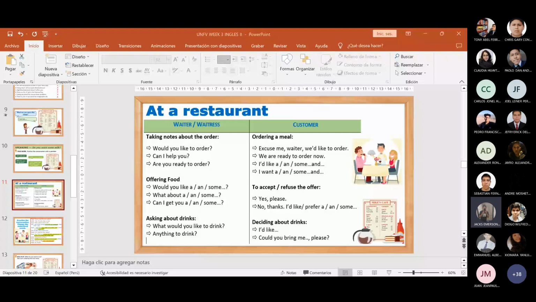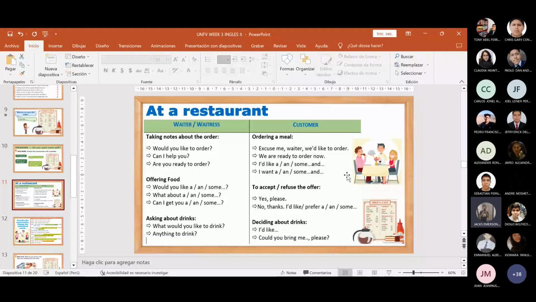And ordering a meal. Excuse me, waiter. We'd like to order. We are ready to order now. Ya confirmo que voy a ordenar, pero después puedo decir lo que voy a pedir. I'd like a small coffee. I'd like some fruit. I'd like some bananas. I want a sandwich, please. I want a fish sandwich.